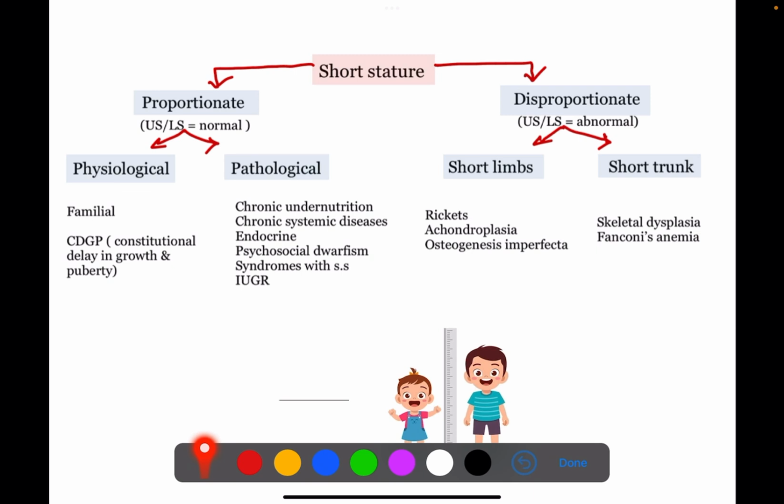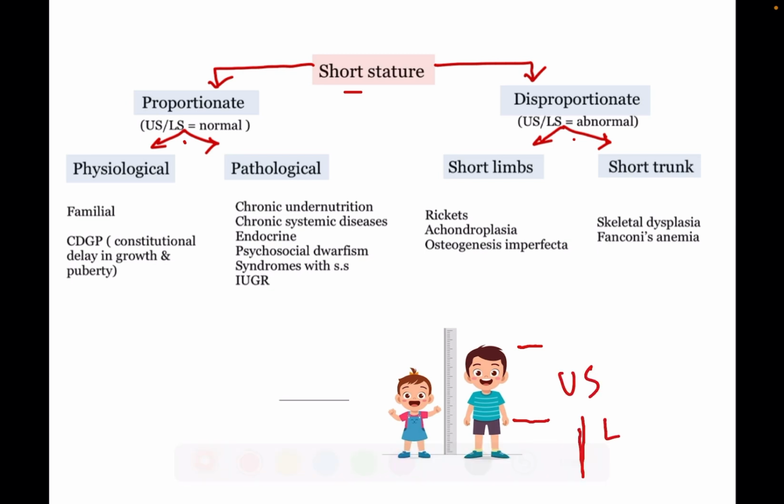Now we will see the causes of short stature. Short stature is of two types, proportionate or disproportionate. Proportionate is when the upper segment to lower segment ratio is normal. When it is abnormal, it is called disproportionate. What is upper segment, lower segment? The upper segment is from the vertex to pubic symphysis. Lower is up to heel.